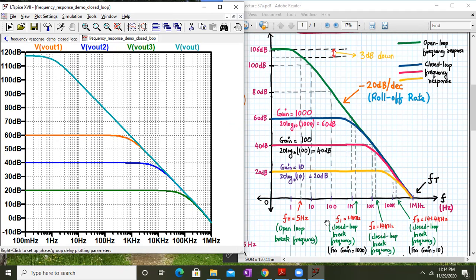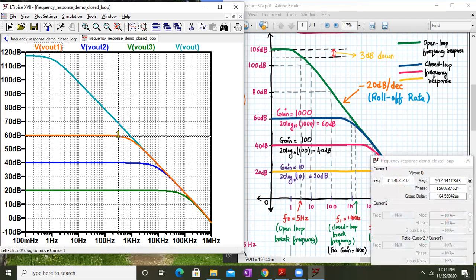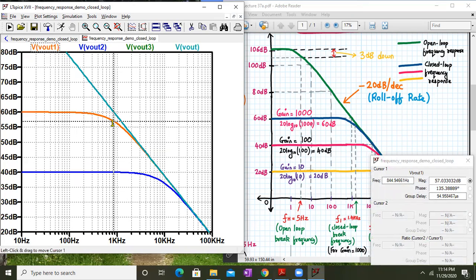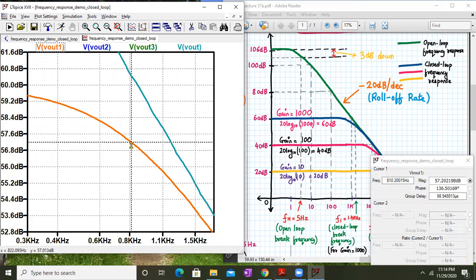Now let's cross check the frequency F1, right? F1 is for gain of 1000, that is for the red color curve. So this is around 60. After 3 dB down, that is around 57, you should get this cutoff frequency. So I will decrease this to exactly 57. Let me maximize this and expand it a little more. 57 will be coming right around.